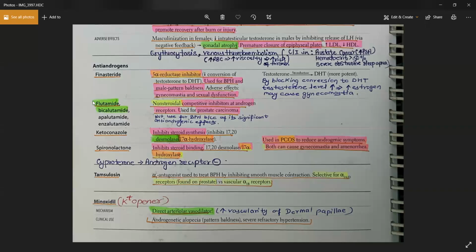Second is flutamide or any other drug which has tamide in it. Flutamide, bicalutamide, apalutamide, right? All of them have tamide or lutamide in them. These are competitive inhibitors at the receptors of the androgens.